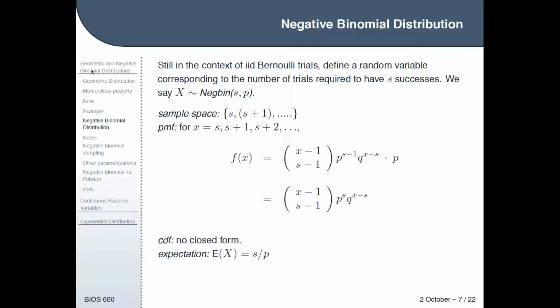And you can also show the expected value in this case is S divided by P. Again, this should hopefully make intuitive sense that if the probability of success is P, then you would expect to go 1 over P trials on average before you get your first success. So to get S successes, you would expect S times 1 over P. The variance will be S times 1 over P squared.